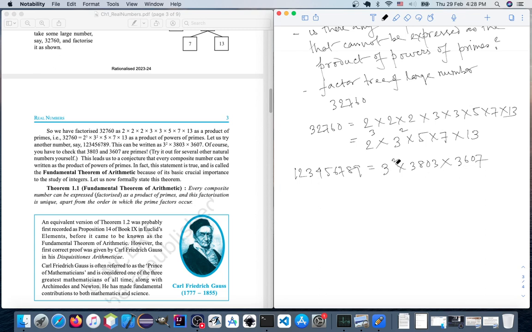Now we know that 3 squared, 3 is a prime number, but we have to check whether 3803 is a prime number or not, and also whether 3607 is a prime number or not. Of course, you have to check, try it out for several other natural numbers yourself.